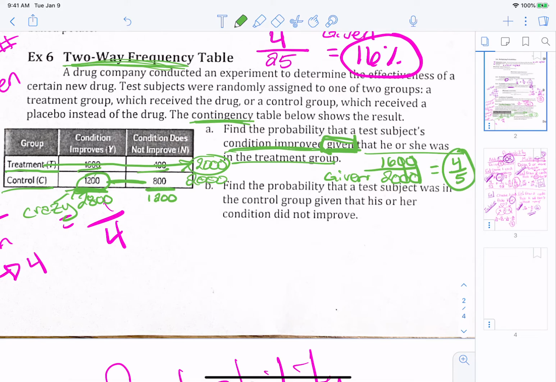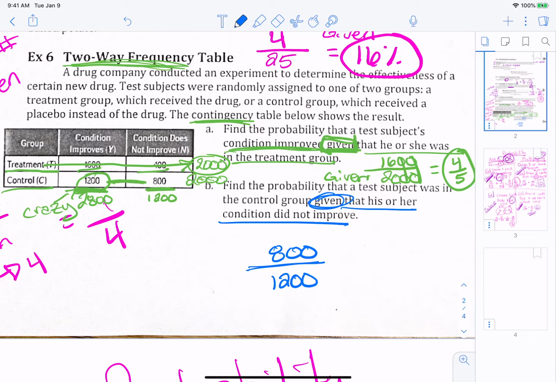Find the probability that a test subject was in the control group, given, read everything behind the given, that their condition did not improve. So given that their condition did not improve, how many people's condition did not improve? 1,200 total did not improve, regardless of the treatment that they were given. Okay, 1,200 goes on the bottom. Now, of those people, how many were in the control group? 800. That's my top number. Does that make sense? So total condition did not improve goes on the bottom, 1,200. Just the people who were in the control group out of those was 800.